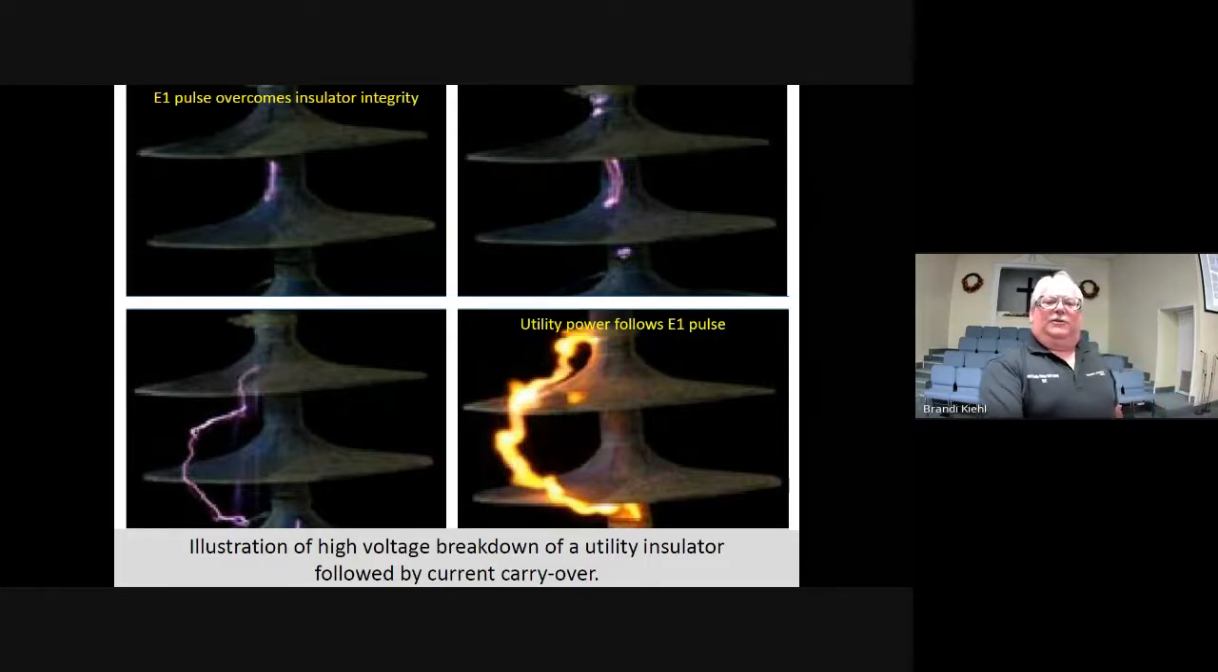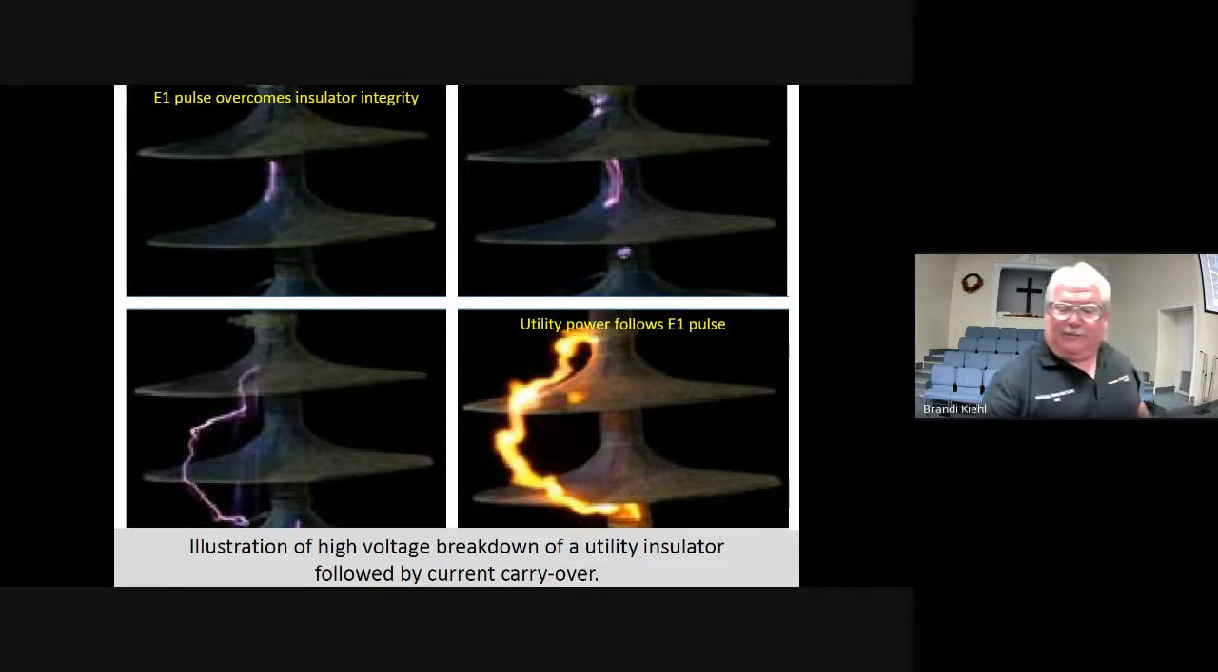This is a suspension type insulator that typically holds a cable up. In the upper left, you see there's just a little tiny purple-looking arc at the beginning of the E1 pulse. It breaks down the insulation and travels across the insulator. Once it goes to ground, the power that's on that cable is always looking to go to ground through the least resistance. Basically, it starts a big arc, and that typically will burn the insulator to the ground. It'll take a ceramic insulator and melt it like a candle. I have seen that happen.